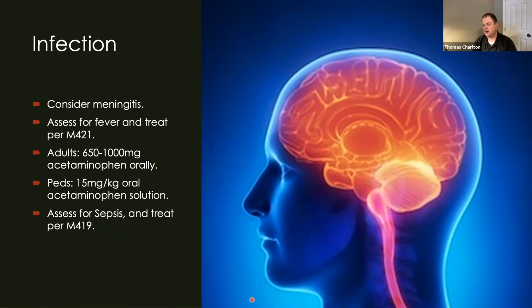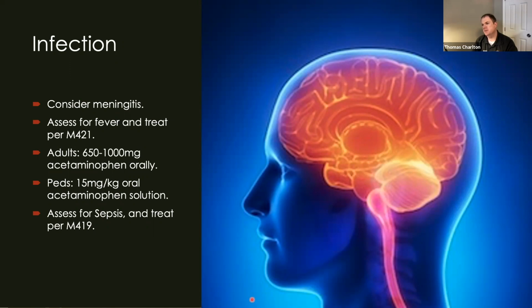However, it's more common, especially with the number of nursing homes that we have, for somebody to be altered from a urinary tract infection or from pneumonia. So don't forget that you also need to worry about the most common, not necessarily the most devastating.